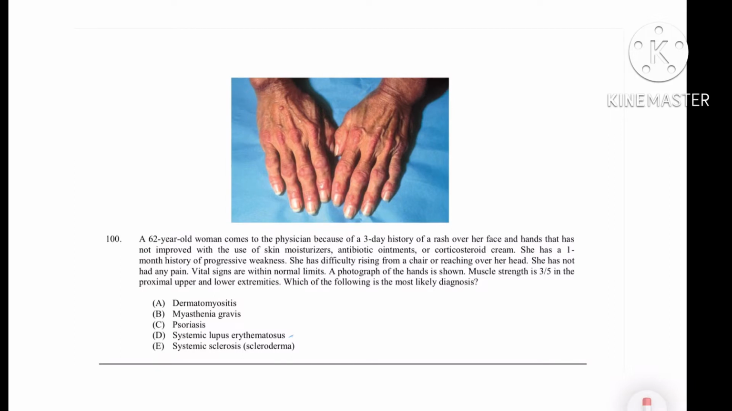She has a 1-month history of progressive weakness. She has difficulty rising from the chair and reaching over her head. She has not had any pain. Vital signs are within normal limits. A photograph of the hand is shown. Muscle strength is 3 out of 5 in the proximal upper and lower extremities. Which of the following is the most likely diagnosis?